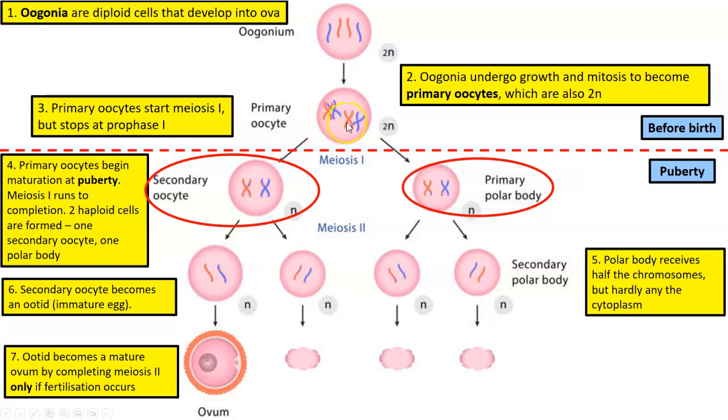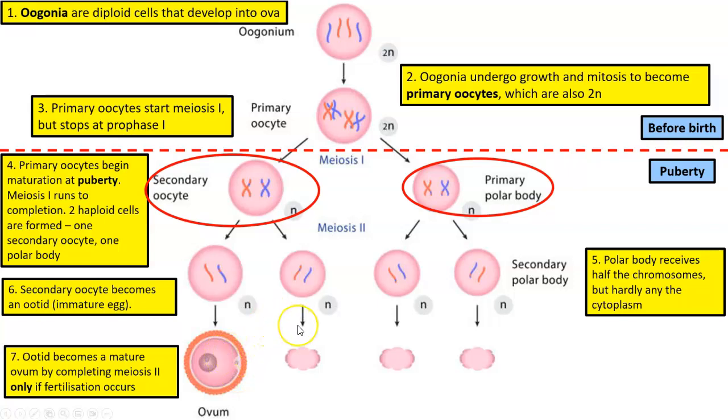And then at puberty, meiosis restarts, and we have the first round of meiosis complete. We produce a secondary oocyte and a polar body. Second round of meiosis occurs, and we get a secondary oocyte becoming an ootid and another polar body. The ootid, which is an immature egg, will become mature and complete the rest of meiosis only if fertilization occurs.